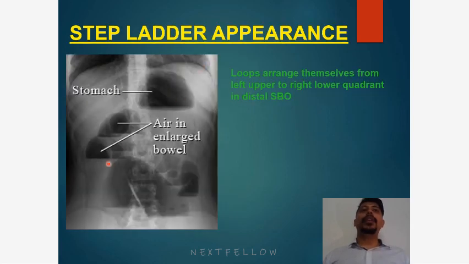Step ladder appearance. Loops arrange themselves from the left upper to right lower quadrant in the distal small bowel. So these are multiple dilated bowel loops we can appreciate in the center of the abdomen. This is the characteristic feature of small bowel obstruction. If they are peripherally arranged and dilated with air fluid levels, then that will be large bowel obstruction.